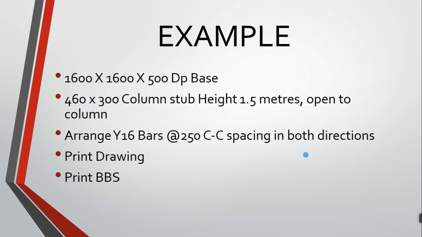In today's video, we have an example of a 1600 millimeter by 1600 millimeter by 500 millimeter deep base, which houses a 460 by 300 column stub, which is of a height 1.5 meters up to the column. What we need to do is detail this. We need to arrange these bars. They're going to be Y16 bars arranged at 250 center to center spacing in both directions. Then we need to print the drawing and also print the bar bending schedule. Okay, let's go.